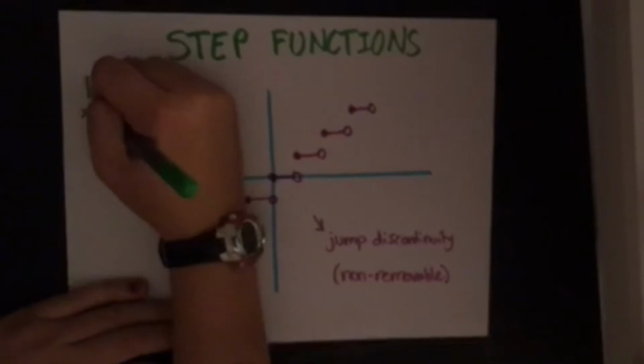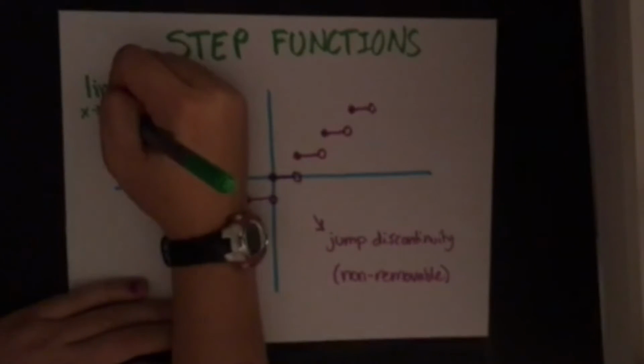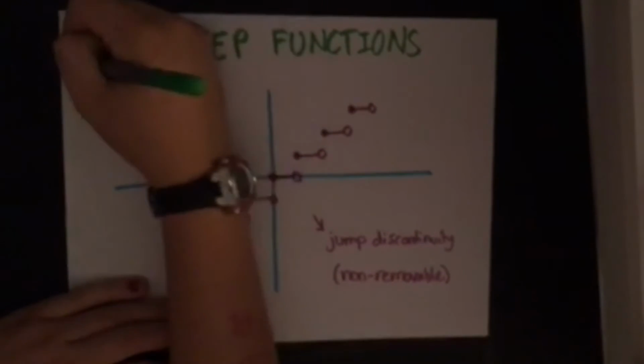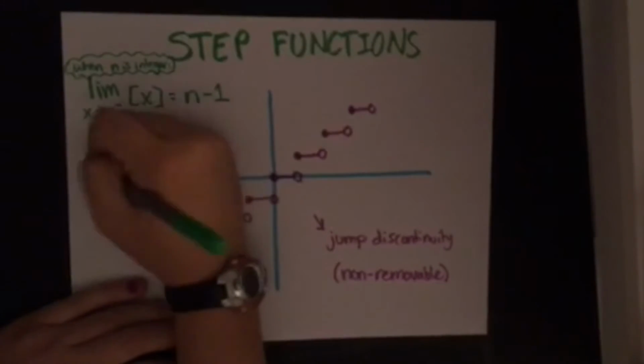Some important limits to remember for step functions when n is an integer is that the limit as x approaches n from the left is always equal to n minus 1. The limit as x approaches n from the right is always equal to n.